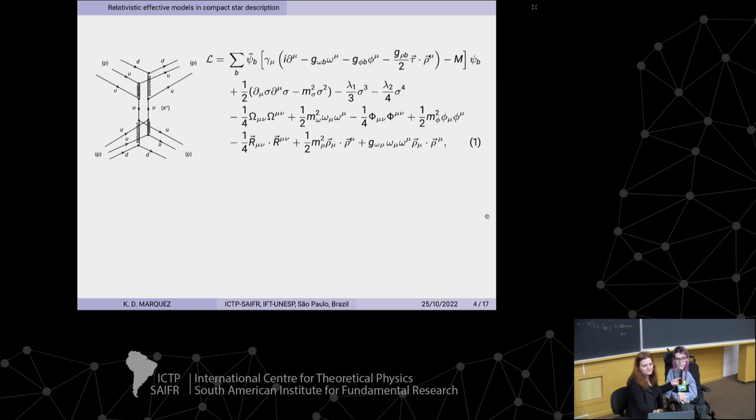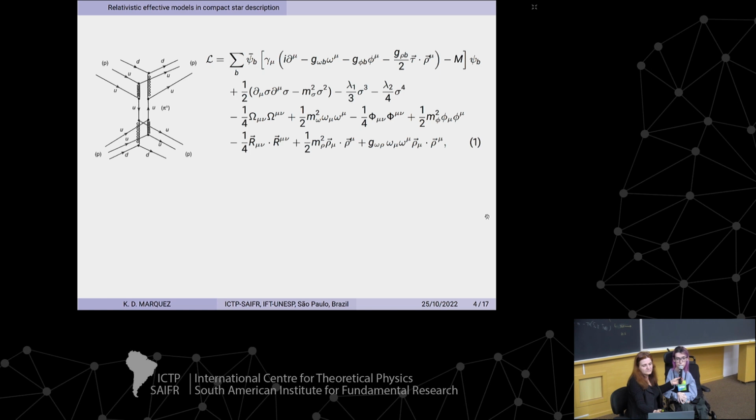Next slide. So, first of all, the kind of effective models we use in the description of stellar matter. There are several approaches to have a relativistic equation of state for dense matter. Here, I show the idea of the Walecka type models, or quantum hydrodynamics, that starts from the original idea of Yukawa that the interaction between nucleons is mediated by the exchange of mesons.